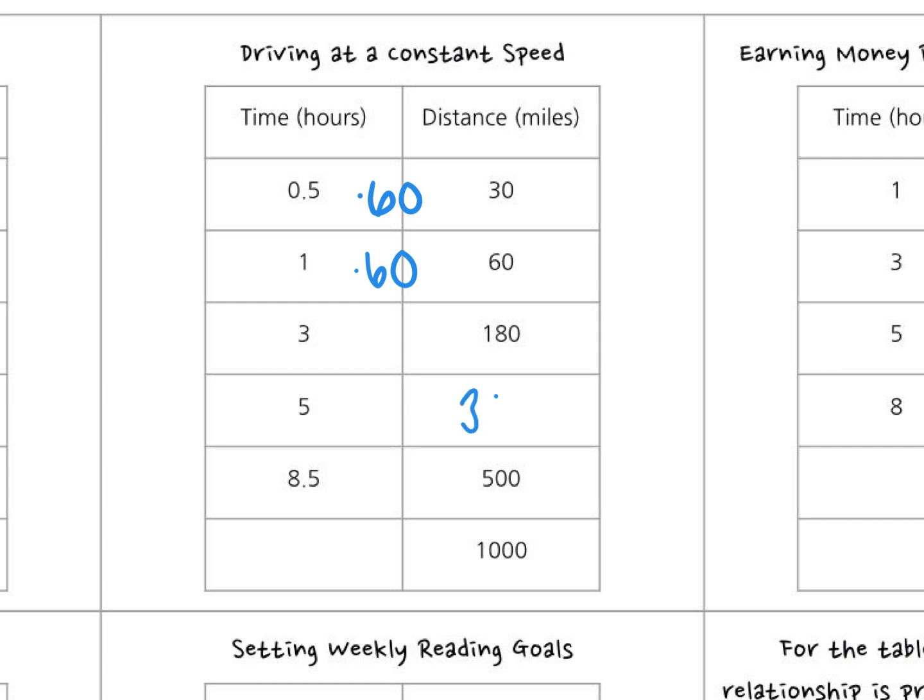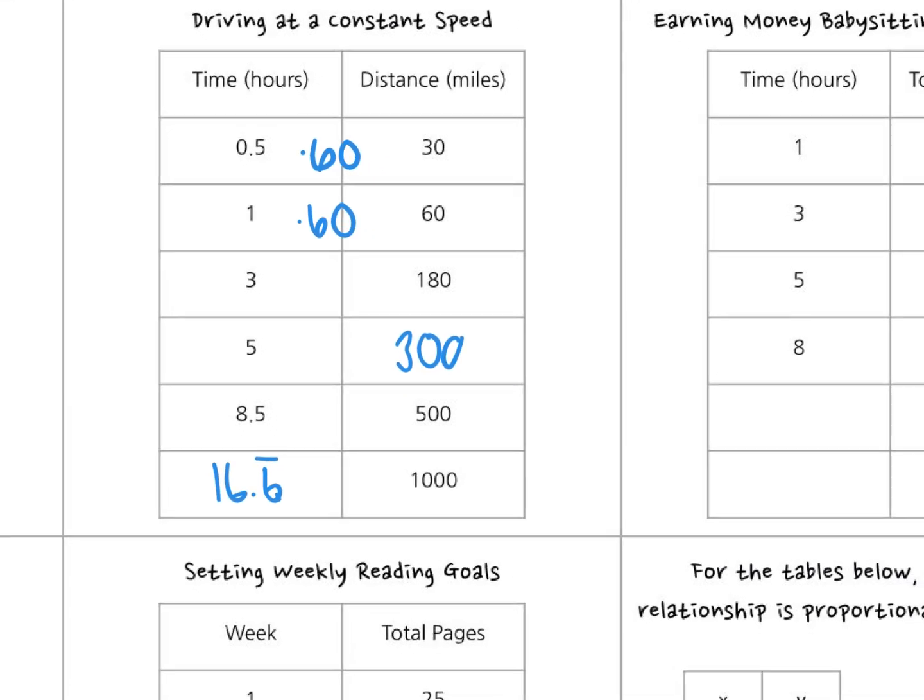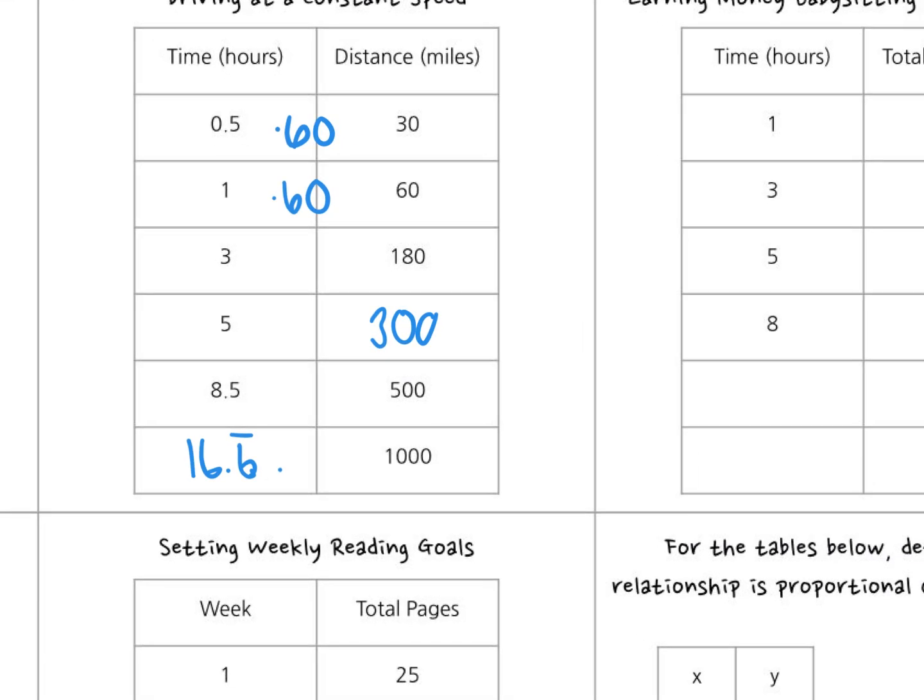300. What about for the time for a distance of 1,000? It's 16.6 repeating. 16.6 repeating hours. Or does anyone know the fraction version of that, if you were to write that as a mixed number? 16 and, what did we say? 1/6. Ooh, close. Okay, I guess we weren't that close. 2/3. Right. Our thirds, remember thirds. 0.33 is 1/3 and 0.66 repeating is 2/3.